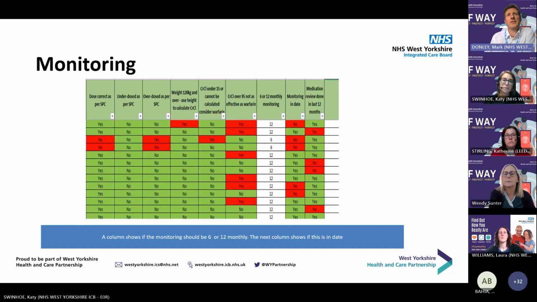So the monitoring is 6 or 12 monthly based on creatinine clearance, and the tool automatically works out whether it should be 12 months or 6 months. And that's shown in this column here, 6 or 12 monthly monitoring. And then the next column tells you whether that monitoring is in date or not. If you are unsure why monitoring is not in date, then you can look back at the data that you've inputted under the blue headers and see which one or more of those bits of monitoring is out of date to identify where the issue is. So going to the next slide, please.